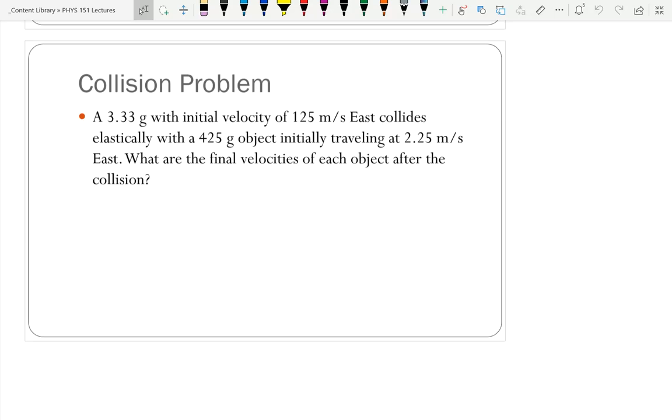Wait. Okay. I somehow didn't even hear what happened. I feel guilty nonetheless. What are the final velocities of each object after the collision?